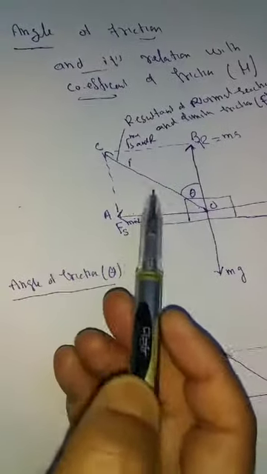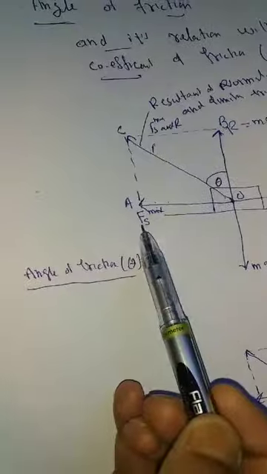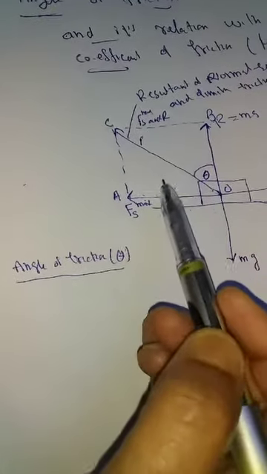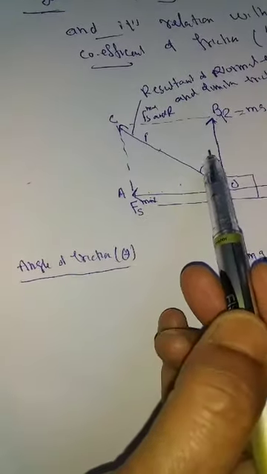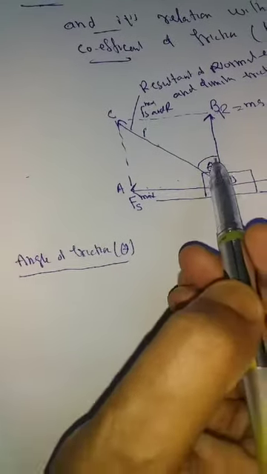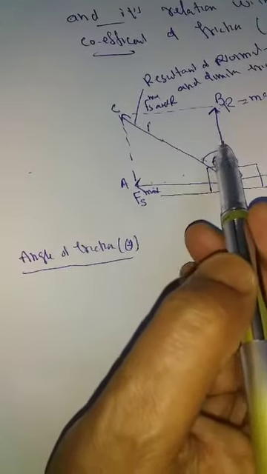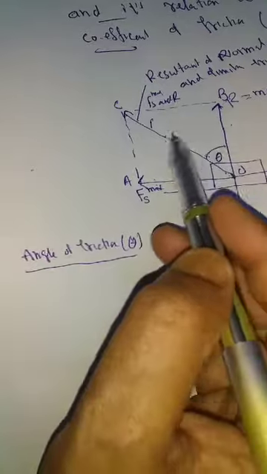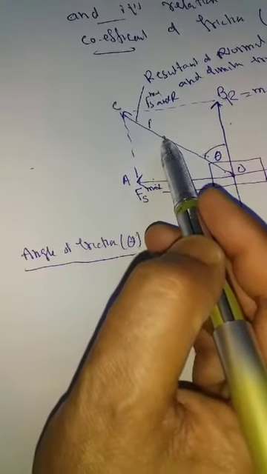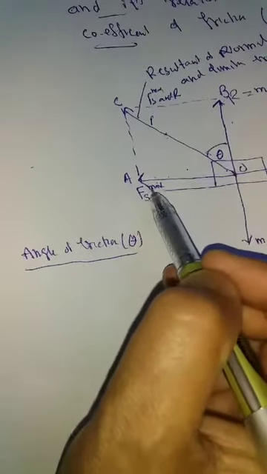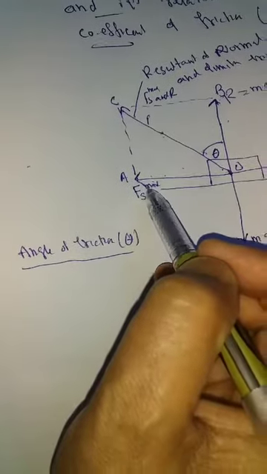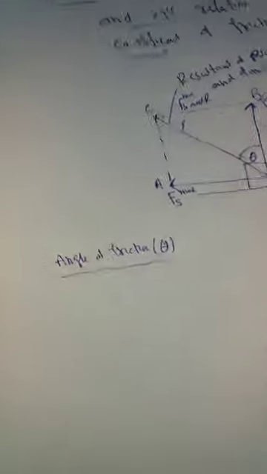The resultant of the normal reaction and the limiting friction makes an angle with the normal reaction. How can we define it? It is the angle between the normal reaction and this line, which is the resultant of the normal reaction and the limiting friction. This angle is called the angle of friction. I hope you have got it.